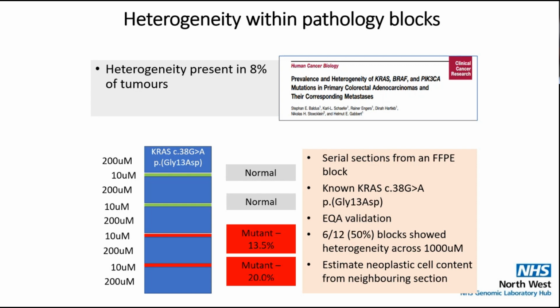And it just highlights that when we're doing that pathology review and looking at the proportion of neoplastic cells, it's really important to do that assessment on a section that has come from close to the sections that will be sent for genomics, so we know we've got a true representation when we're doing the genomic analysis.